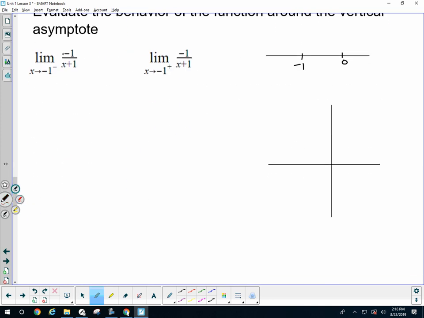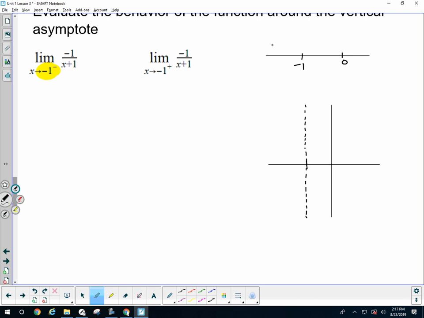I'm looking at f of x equals -1 over x plus 1. I know when the denominator equals 0, I have a vertical asymptote. So I have a vertical asymptote at x equals -1. Now I need to discover the behavior around this asymptote. Well, let's look at first to the left of -1.